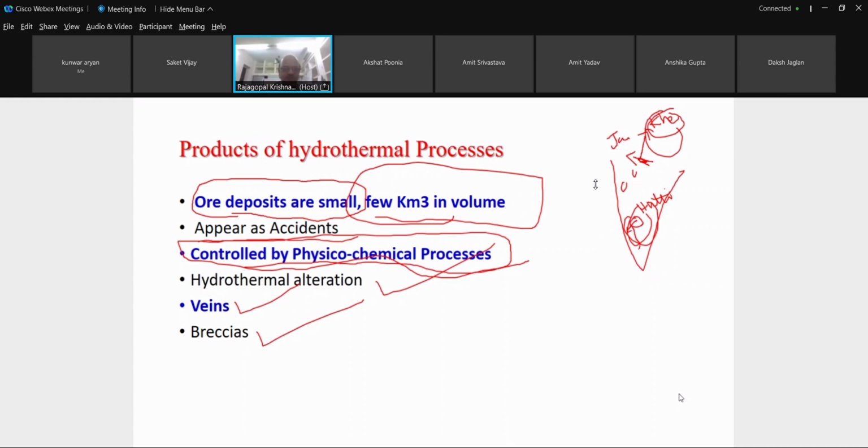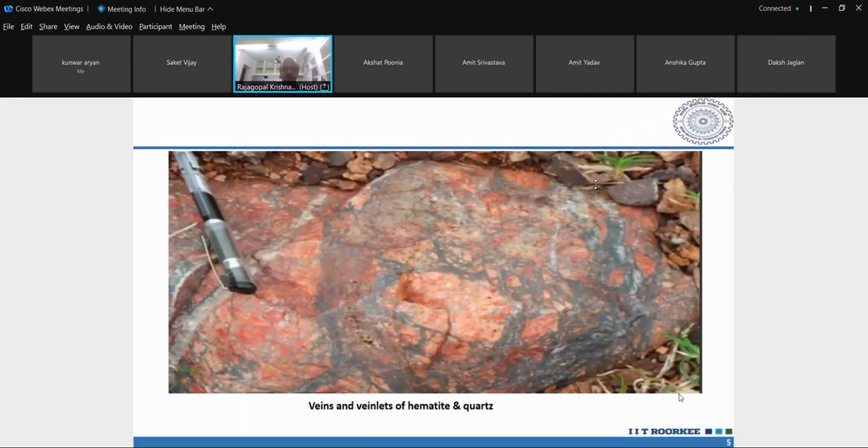So you have breccias. Yeah, I'll show you some pictures. So what you find is rock. Of course, you do have some colorations here and there. There are reasons for it. These are rock fragments, but you find certain veins. See, there is a pen kept there. You see, certain veins are there. Veinlets are there. All these things are products of the hydrothermal activity.